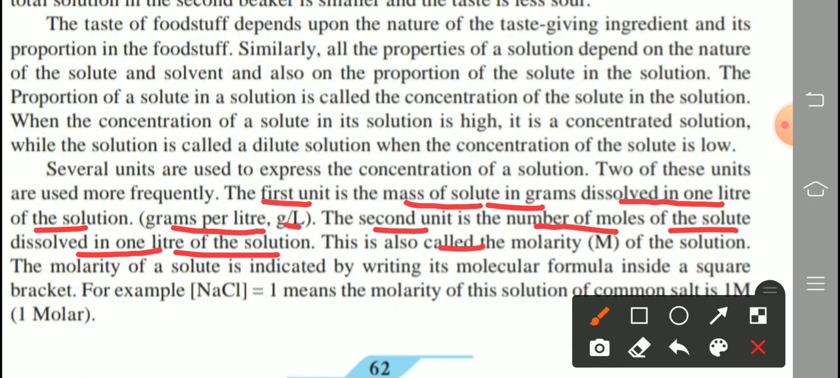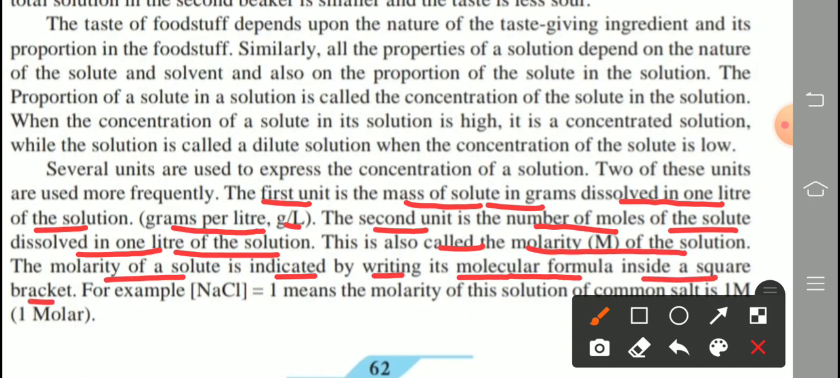This is also called molarity of the solution. Clear, all of you? The second unit is the number of moles of the solute dissolved in 1 liter of solution. It's also called molarity, indicated as a capital M, of the solution. The molarity of the solute is indicated by writing its molecular formula inside a square bracket.